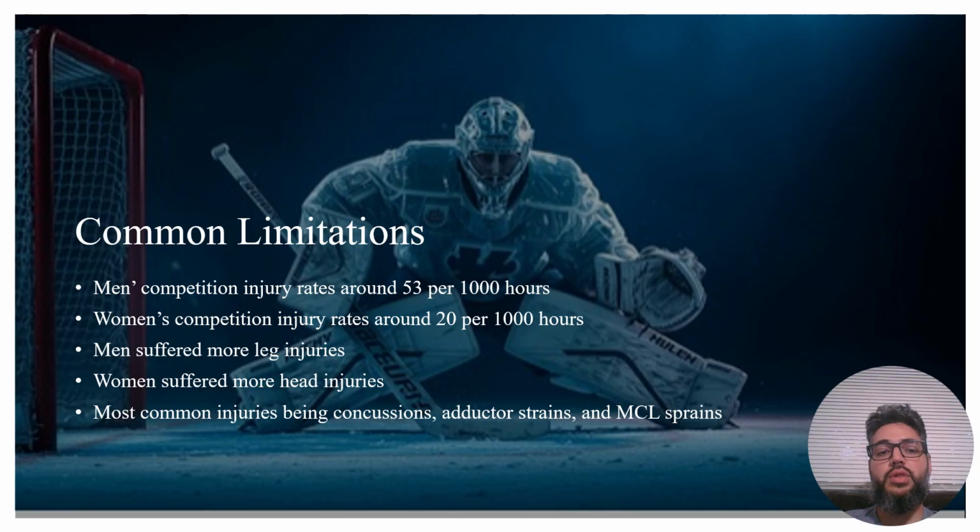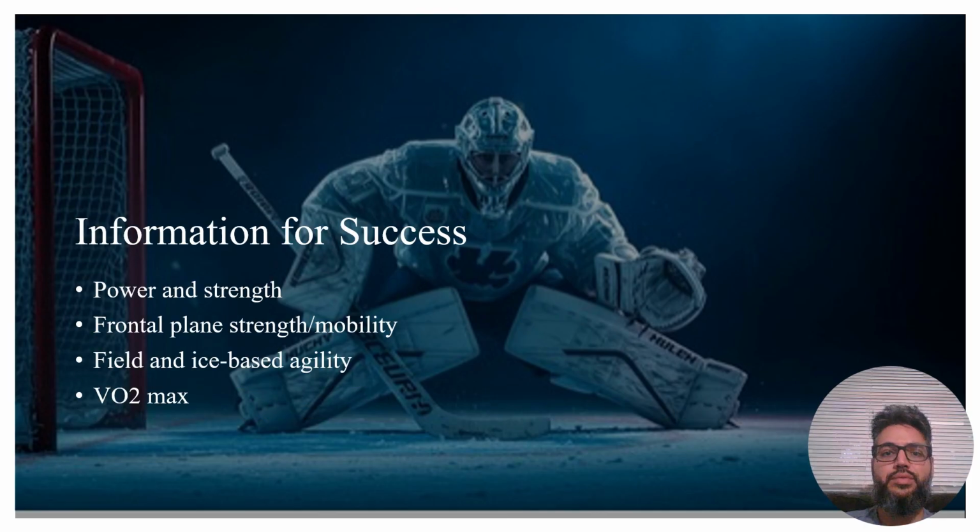Men tend to suffer more leg injuries. Women suffered more head injuries, most common being things like concussions, which, again, there is a bit of an impact. And if you've seen the sport, crashing does happen a lot. And then adductor strains, so going back to that frontal plane. And then MCL sprains. The MCL and adductors essentially work together. The MCL's up here, the adductors are down here. They're essentially on the inside of the leg, so they do work hand in hand together.